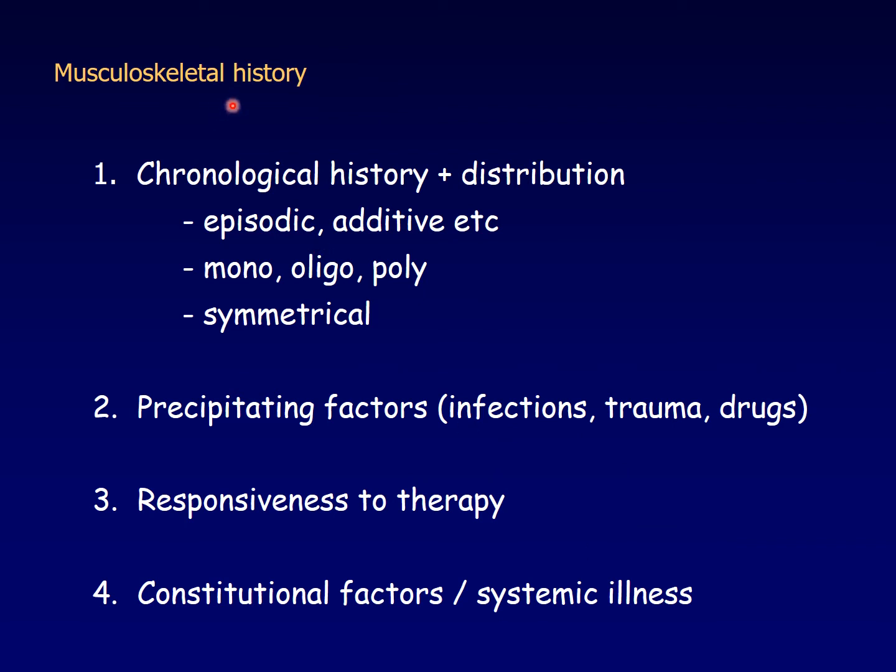So this is the musculoskeletal history. We have to ask for the episode. Mono means single, oligo means less than 3, and poly means more than 3 joints involved. Then we have to ask whether it is symmetrical or asymmetrical, whether only one side of the joint is involved or the other side also, that is symmetrical. Then what are the precipitating factors, when the pain and stiffness increase. Then if any treatment is taken, whether there is responsiveness to therapy, and any systemic illness, if present, you have to take in the history.